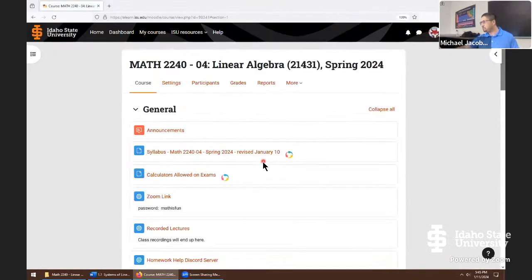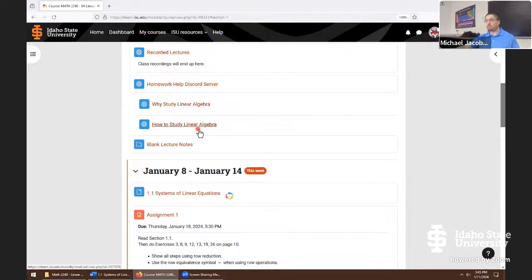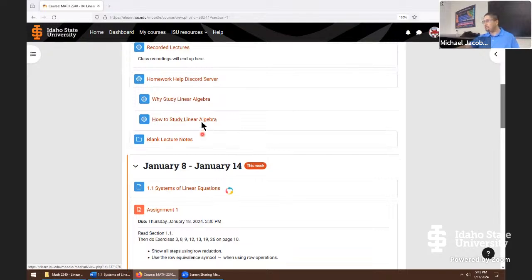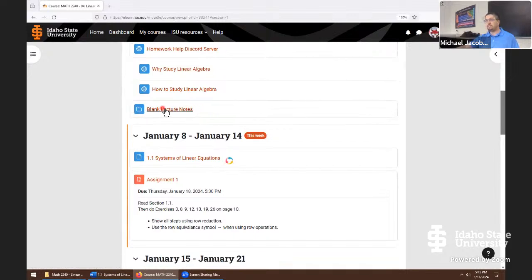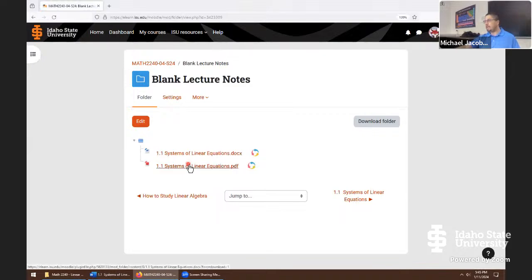Now, continuing through this website, we've got, after the Discord server, a couple bits of optional reading. So this is content about linear algebra, studying any math class, and things like that. And I'm going to get in the habit of putting all my blank lecture notes in this file right here. They'll come in as a Word document and as a PDF. PDFs are far better for printing since there'll be a lot of equations right here. So you would need a good Word software to get that to print correctly sometimes. It can be really finicky.